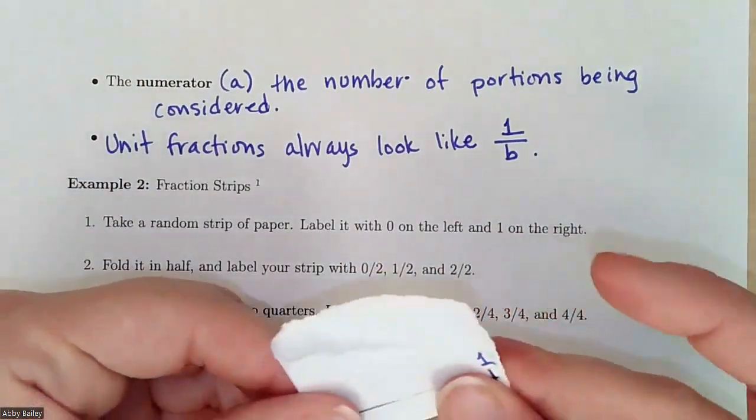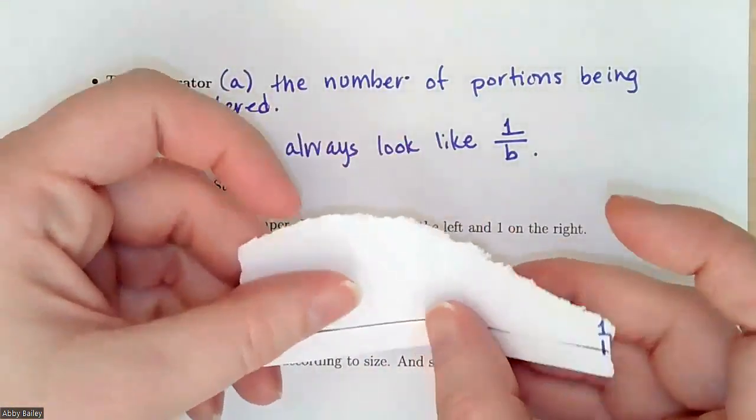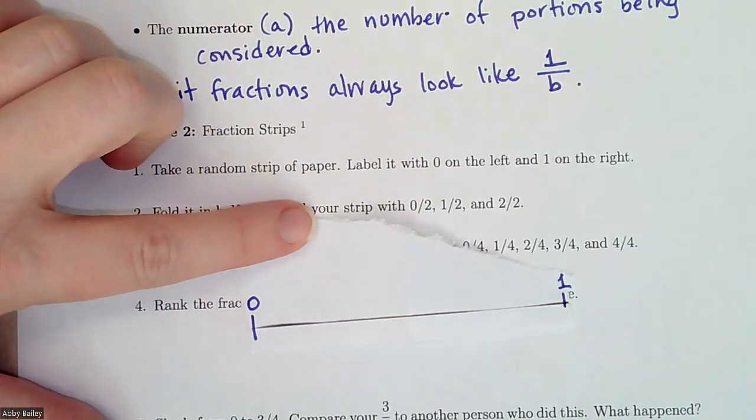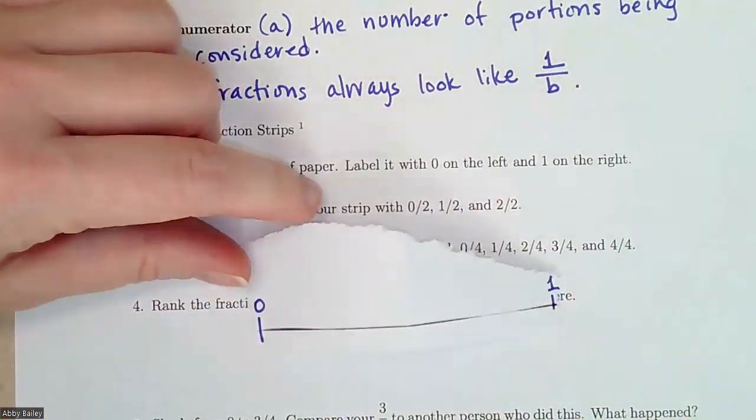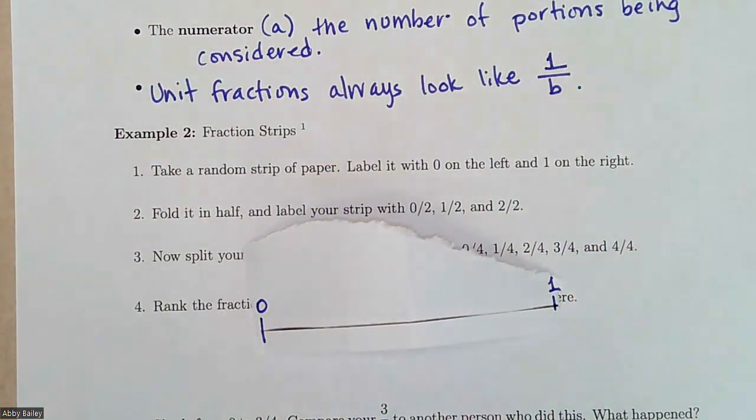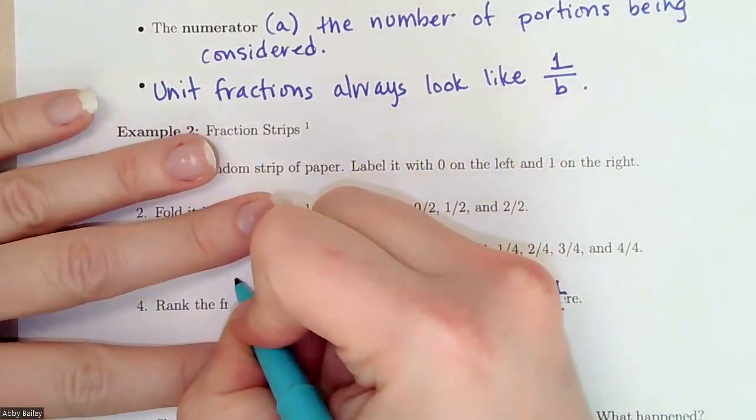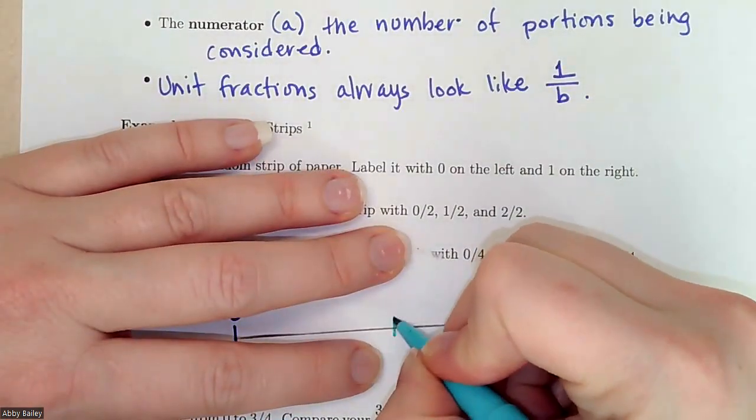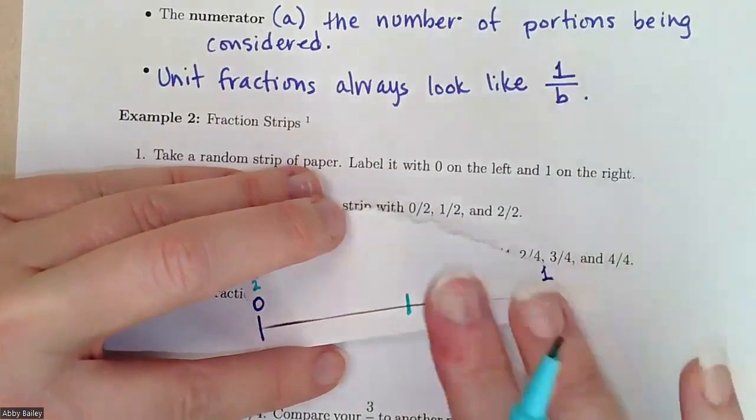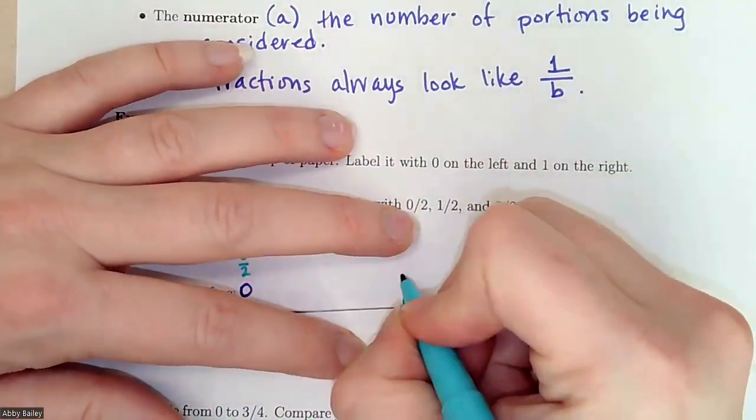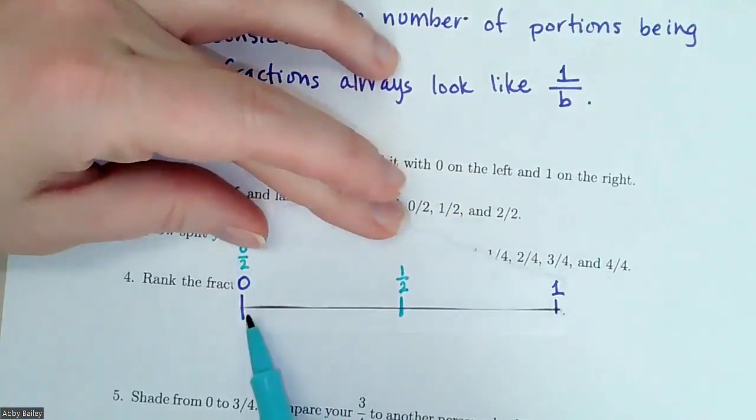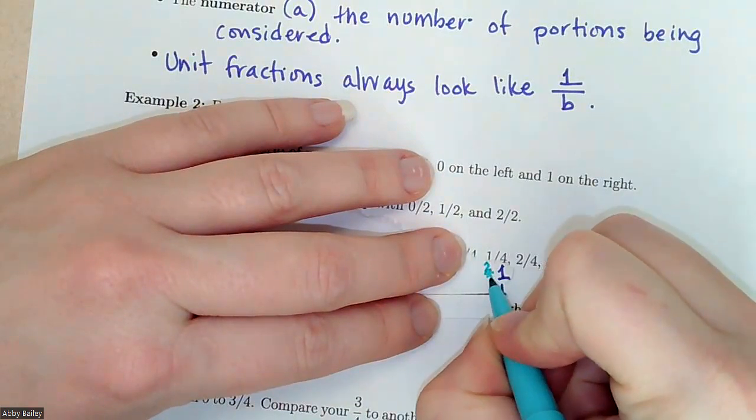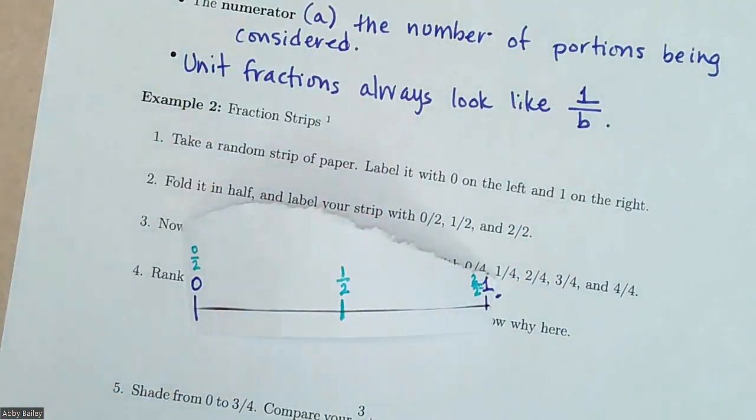I'm going to fold it in half. Got it. Label your strip 0 halves, 1 half. Okay, so now this is equivalent to 0 out of 2. So 0 considered out of 2 equal parts. Here's where that fold happened. I don't know if you can see it. And this would be 1 out of 2 equal parts from 0. And this would be 2 out of 2 equal parts.